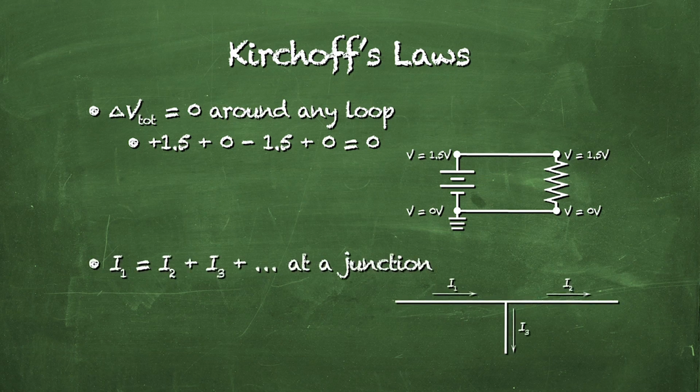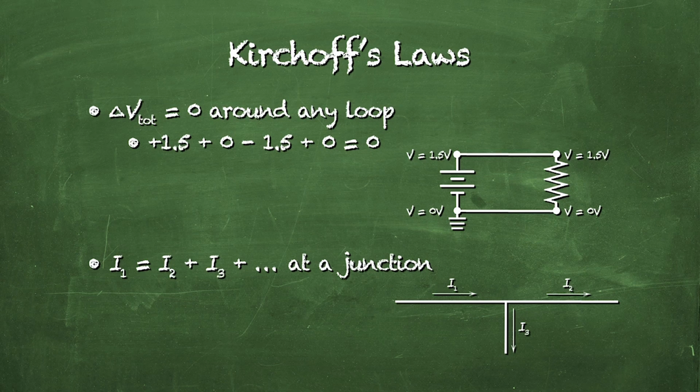The second of Kirchhoff's laws, we'll call Kirchhoff's current law, is that wherever we have a junction, wherever we have a wire carrying a current and the current can then split off, the current into the junction has to equal the current out of the junction. So if I have a current I1 flowing into a wire, and then that wire splits off into two directions, where we have currents I2 and I3, then I1 must equal I2 plus I3.